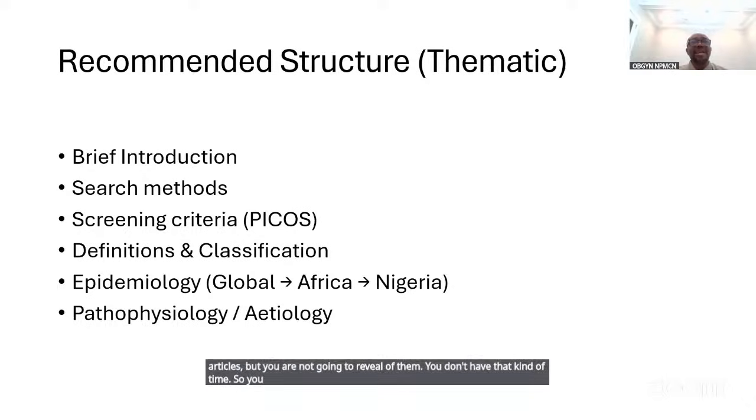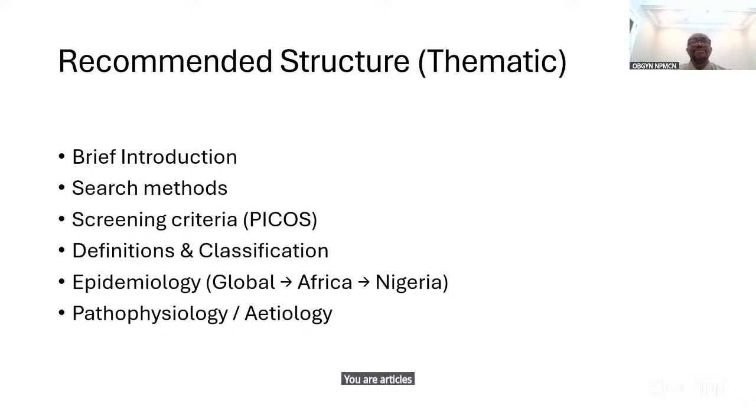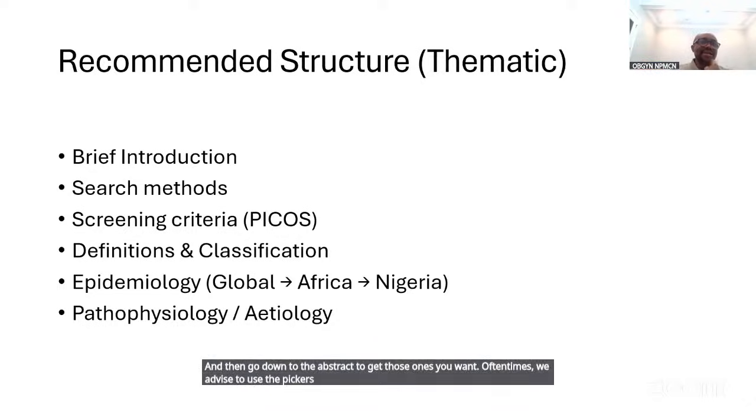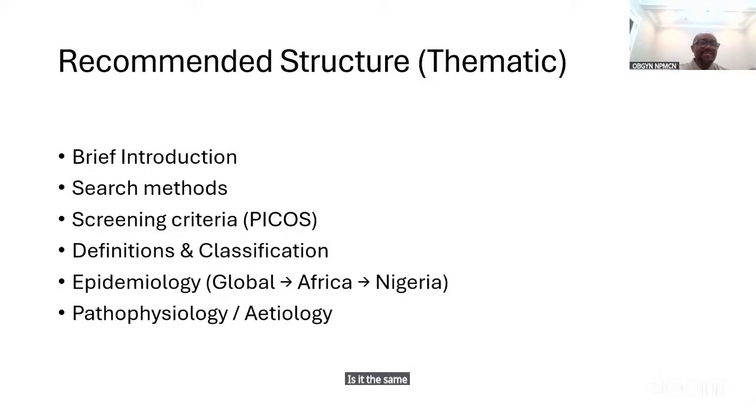So you must screen your articles, first from the titles, and then go down to the abstracts to get the ones you want. Oftentimes, we advise you to use the PICOS criteria. Is it the same population, intervention, control, outcome, or study design? So at the end, you must tell us the criteria used in arriving at the articles eventually reviewed.